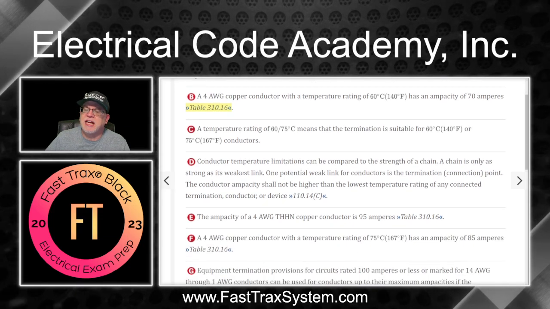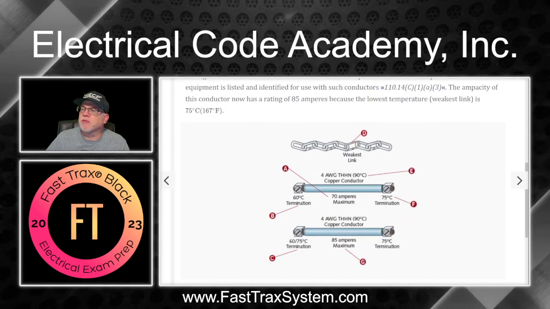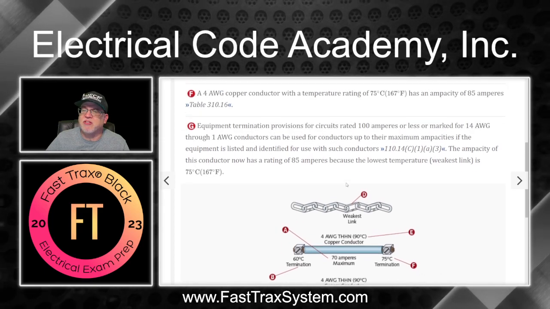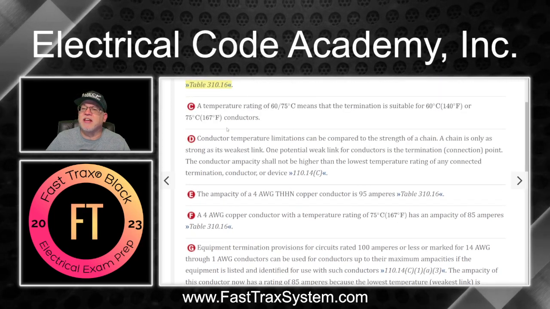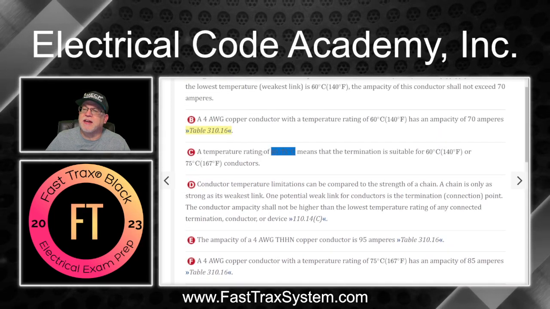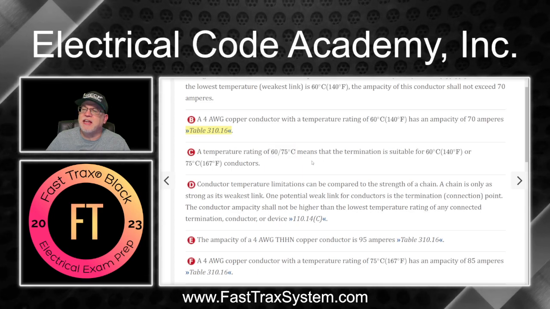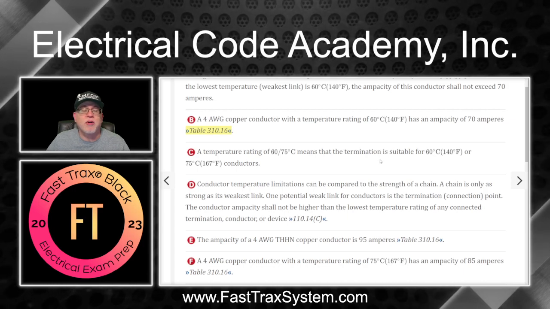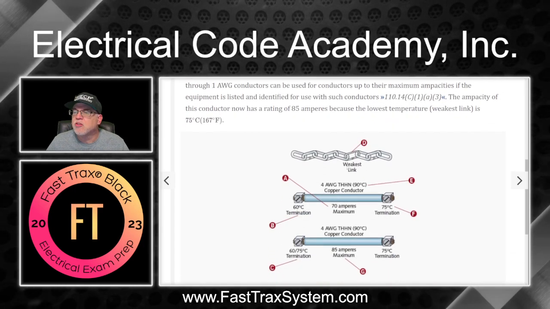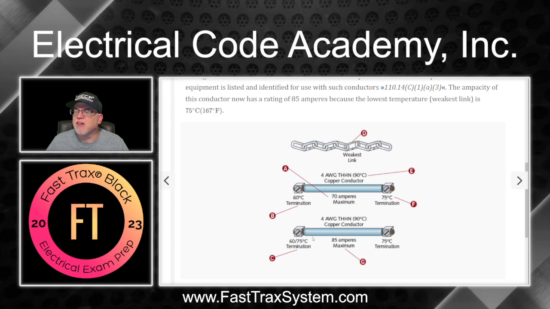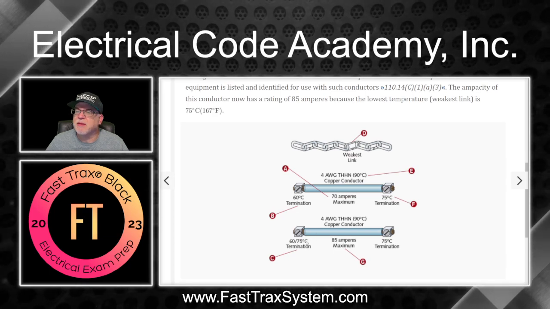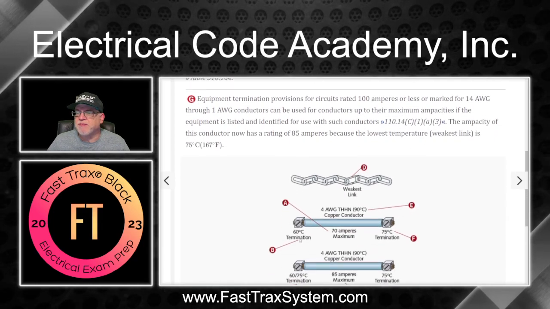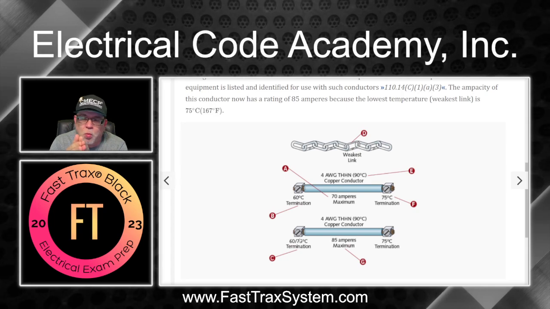Now, let's look at item C. So item C here is pointing to this 90 degree rated insulation, okay? So there's going to be something about that. So let's look at that. C says a temperature rating of 60/75 C means that the terminal is suitable for 60 or 75, okay? So in our case here, it's telling me that it is good for what? 60 or 75. So we get to choose whichever it is we're doing.